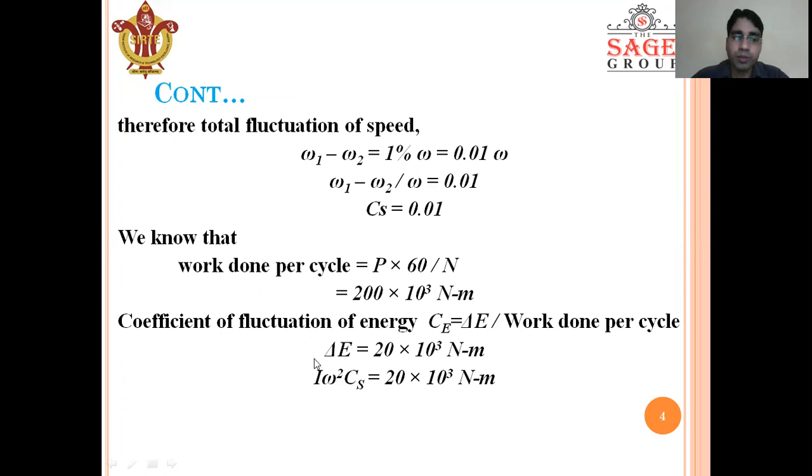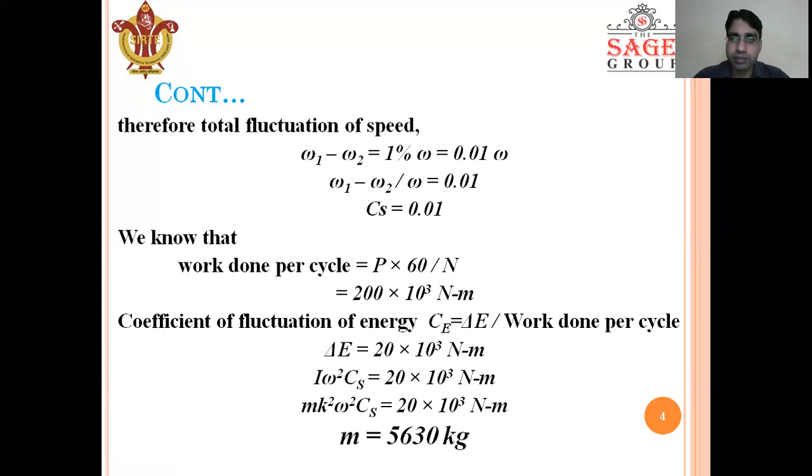Also, the mass moment of inertia is equal to m k square. The value of k is given in the question, we have calculated the value of omega in the previous slide, and the value of Cs is given in the present slide, equal to 0.01. Substituting all the values in this equation, we get the value of m, which is the required mass asked in the question, equal to 5630 kg. This is the final answer of this question. Thank you very much.